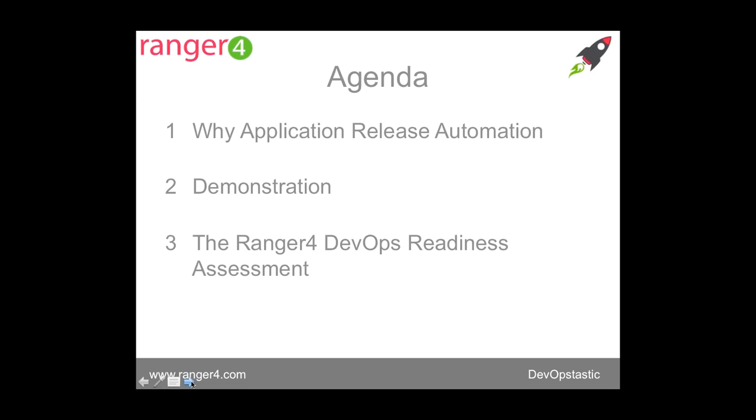To begin with, Mark is going to talk to you about why people do application release automation and tell you a little bit more about the UrbanCode tool from IBM. Then he will perform a 10-minute UrbanCode demonstration for you, and then I will tell you a little bit more about the Ranger 4 DevOps readiness assessment. So, over to you, Mark, for your presentation and demonstration.